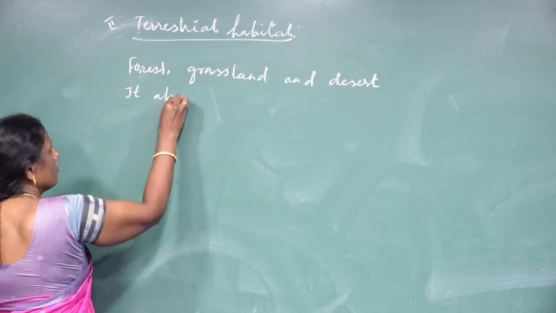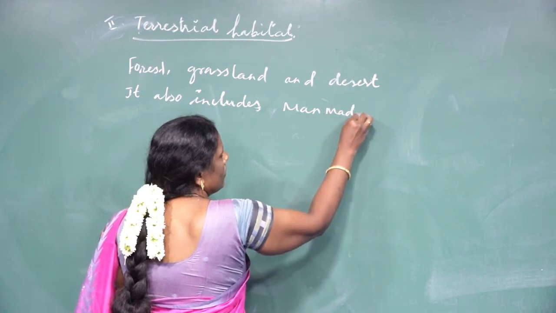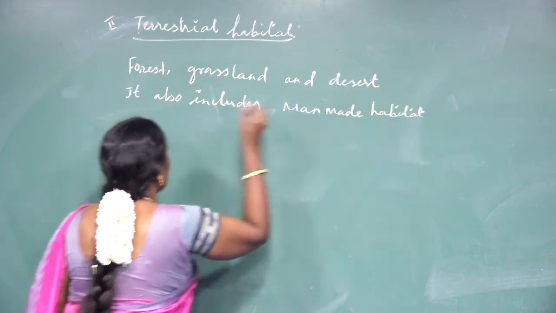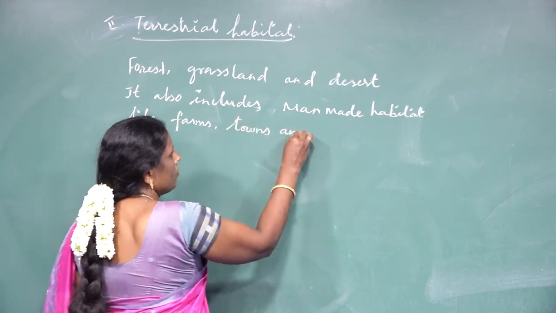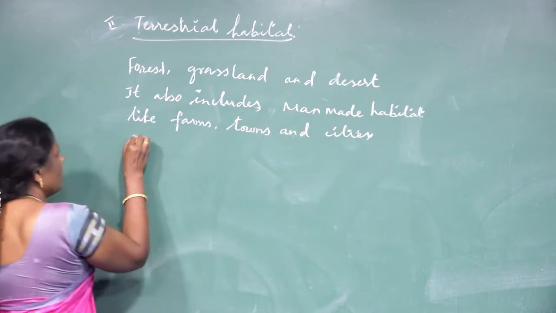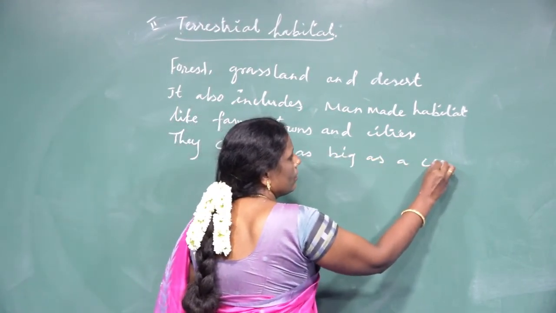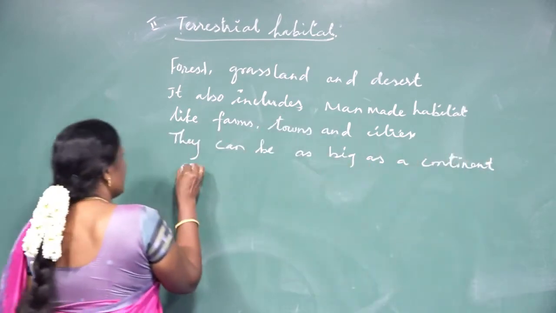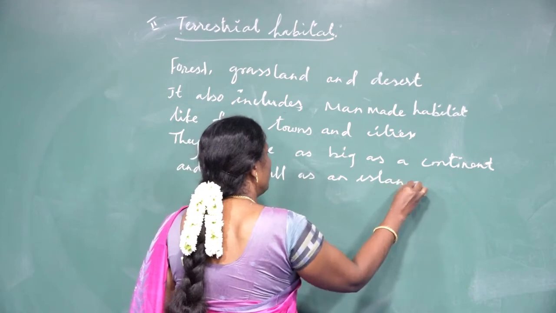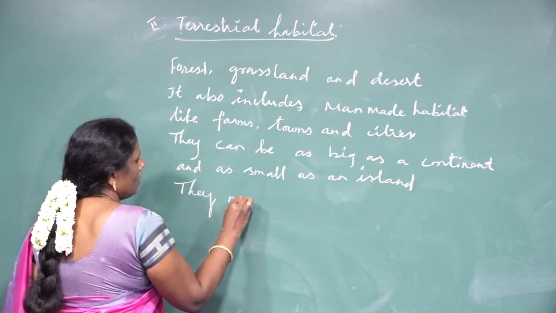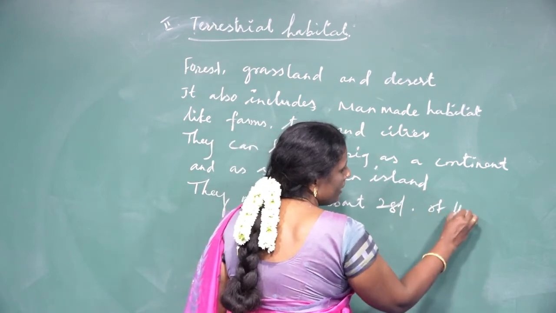It also includes man-made habitat like farms, towns and cities. They can be as big as a continent and as small as an island. They make up about 28% of the entire world habitat.